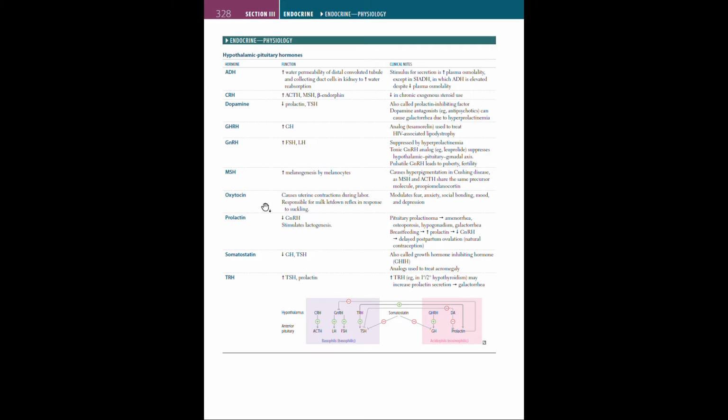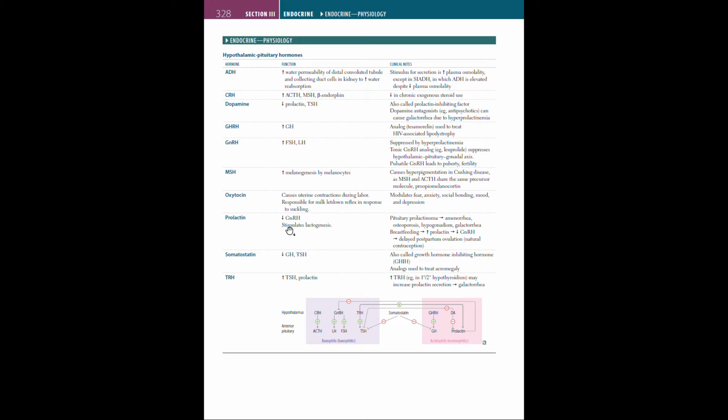Oxytocin causes uterine contractions during labor, and is responsible for milk letdown reflex in response to suckling. It modulates fear, anxiety, social bonding, mood, and depression.